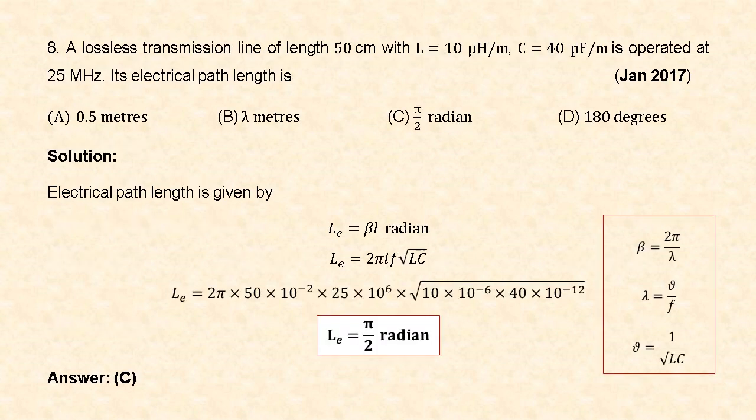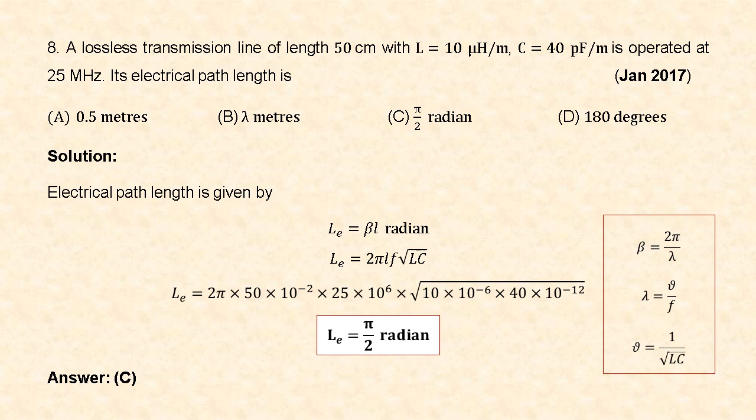Next question. This question was also asked in Jan 2017. A lossless transmission line of length 50 cm with inductance 10 microhenry per meter, capacitance 40 picofarad per meter is operated at 25 MHz. Its electrical path length is: A 0.5 meters, B lambda meters, C pi by 2 radian, D 180 degrees.